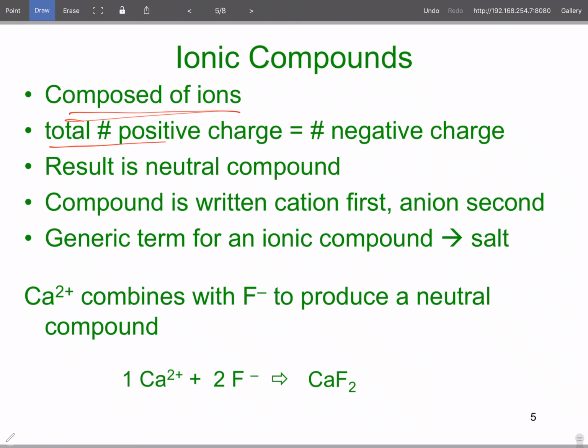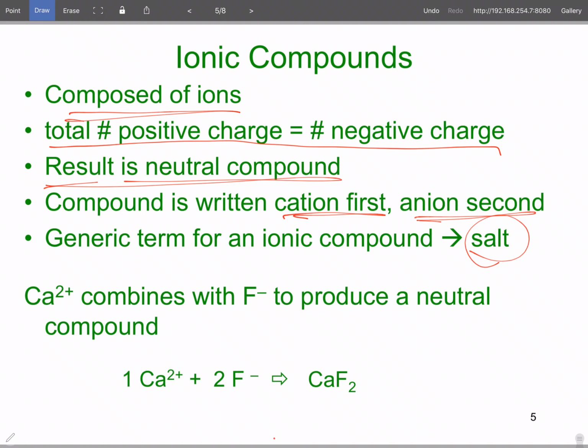In an ionic compound, the total charge on the ions, the cations, has to equal the anions. So overall, we have to have a neutral charge. So our positives have to equal our negatives. The compound is written with the cation first and then the anion second. The generic term for an ionic compound is the 4-letter word beginning with S, which is a salt.